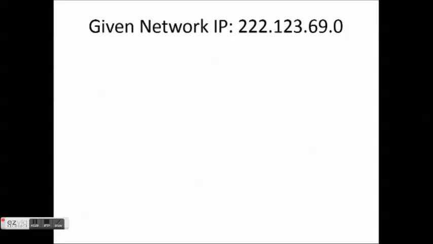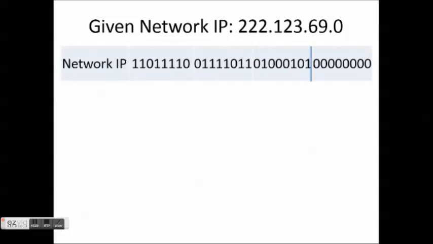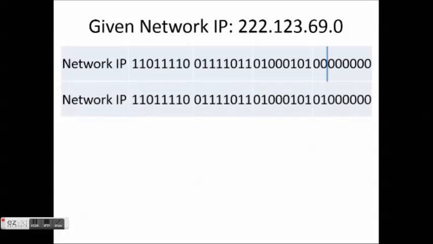For example, if we have the Class C network IP 222.123.69.0 and we would like to use this network for 4 separate departments of a company, we can manipulate our subnet mask in order to create a subnet for each department. By delegating the first 2 bits from the host ID to the subnet address, we have turned our large Class C network into 4 different subnets.